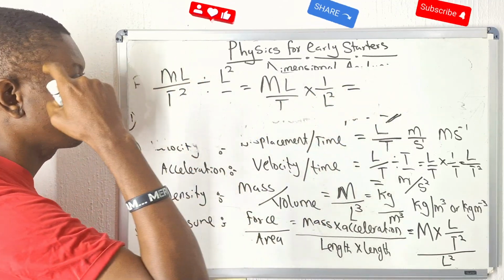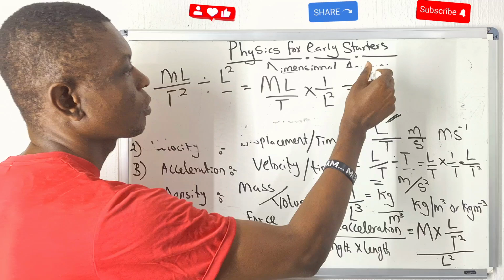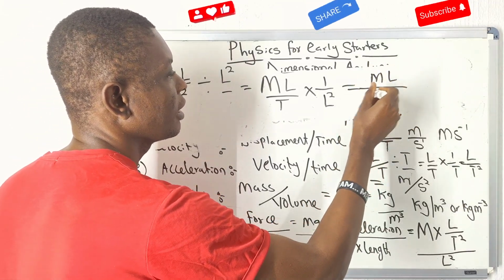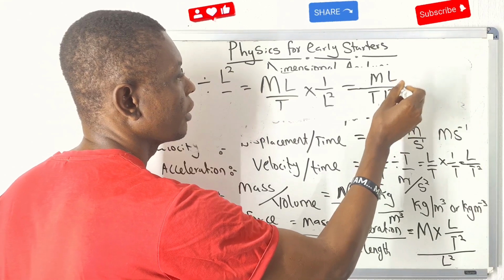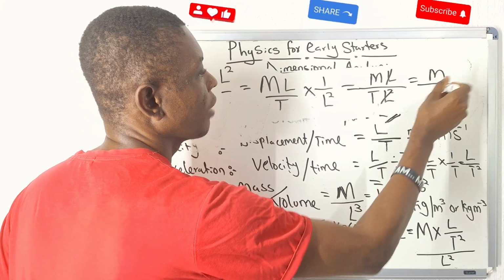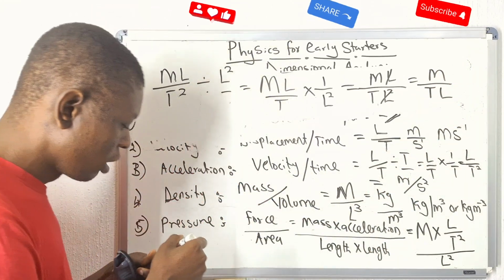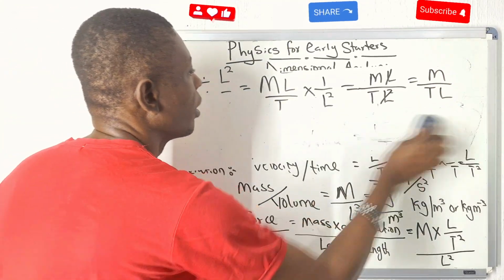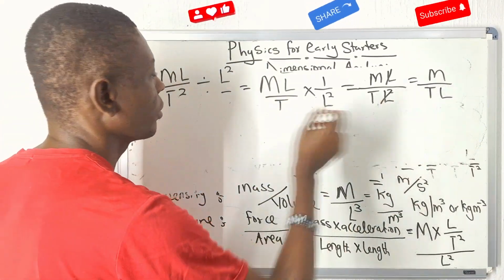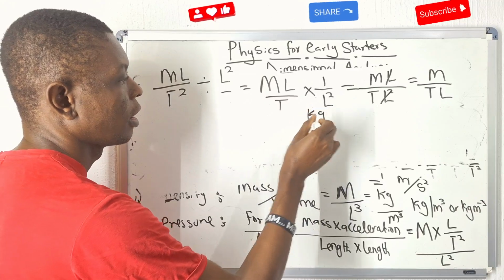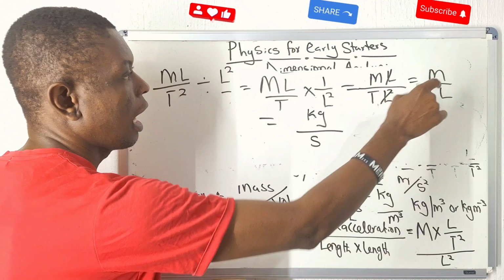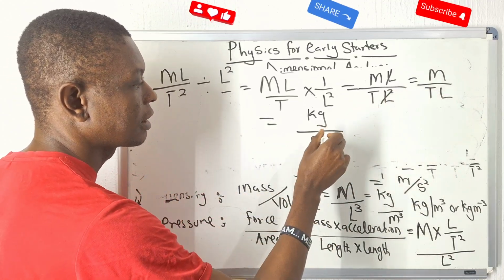So our final answer will become ML times 1, which is ML over T squared L squared. L will cancel L here, so we are left with M over T squared L. So now what is M? M stands for mass, and the SI unit is what? Kilogram. T is time, and time is in seconds. And L is length, and length is in meter.